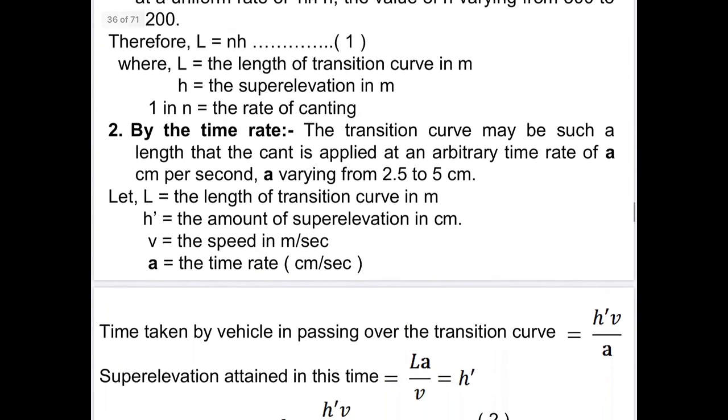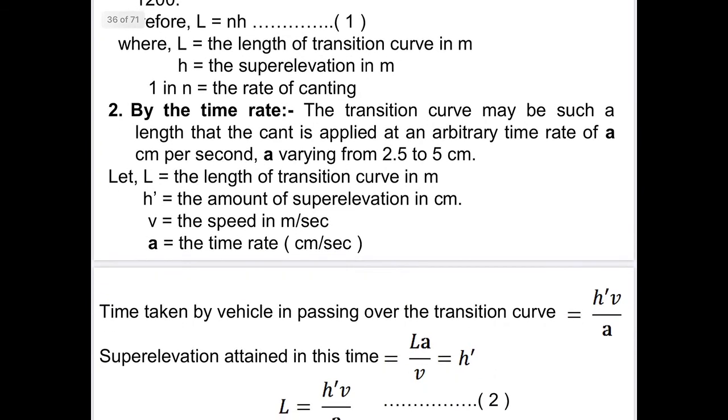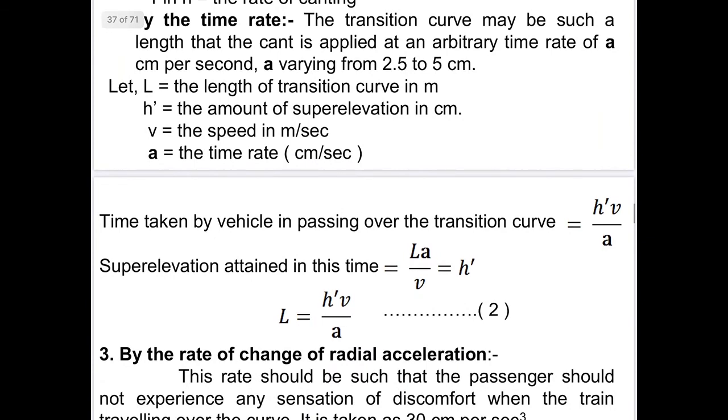That is, the time taken by the vehicle in passing over the transition curve is given by H'V/A, and the super elevation attained at this time is given by LA/V, that is nothing but H'.